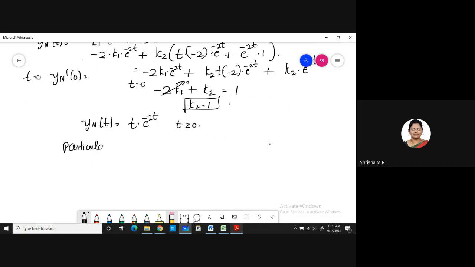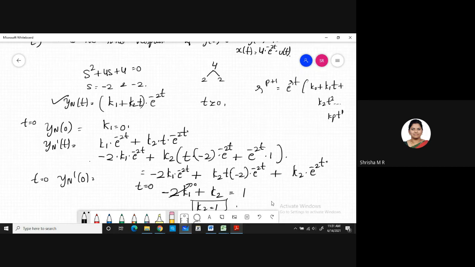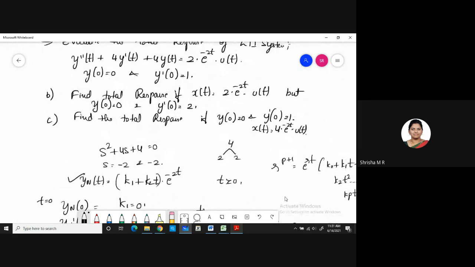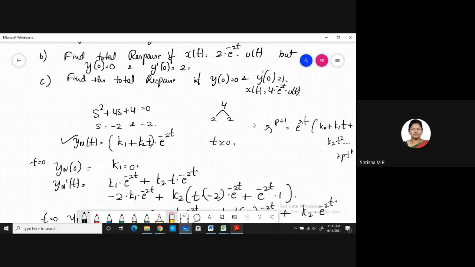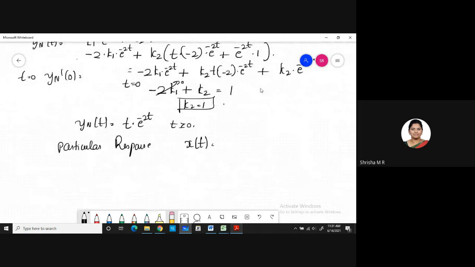The particular response makes use of the input signal x of t. So what is the given input signal? In the question, the given input signal is 2 into e power minus 2t into u of t. Okay, this is the given input signal, and the roots of the characteristic equation are minus 2 and minus 2. So what is the particular response, yp of t?